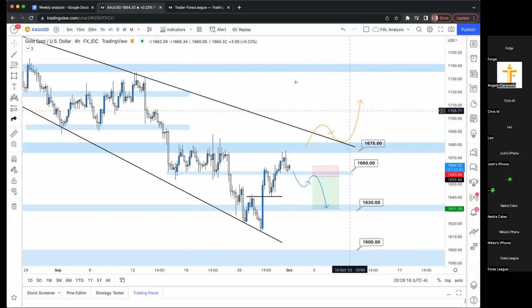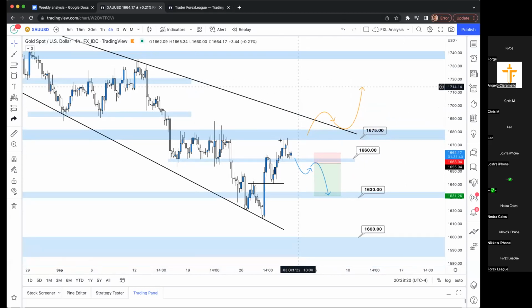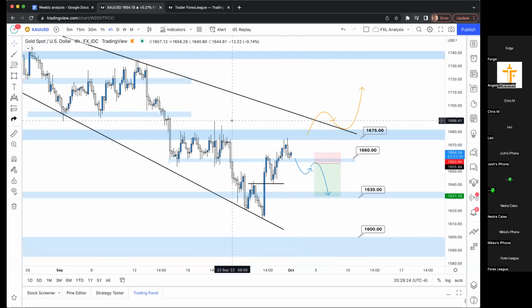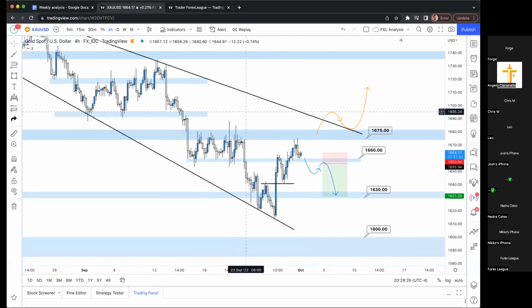We are trend traders at the end of the day. So the highest probability trade is going to be this bearish one, targeting these support levels. Okay, so that's gold. That's what we're looking at for this week.